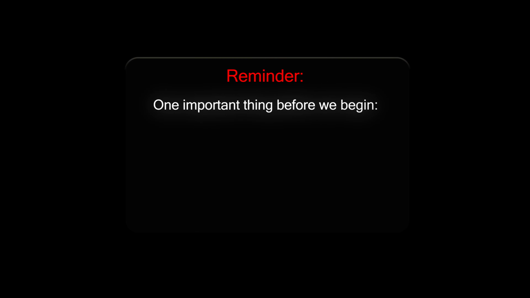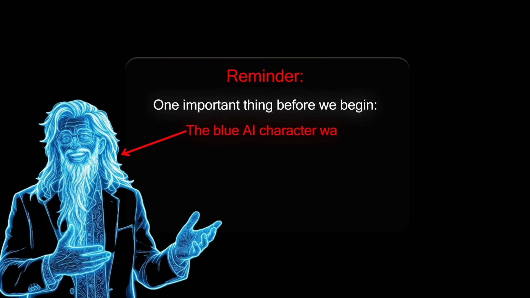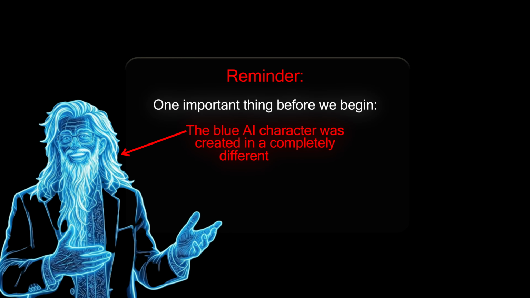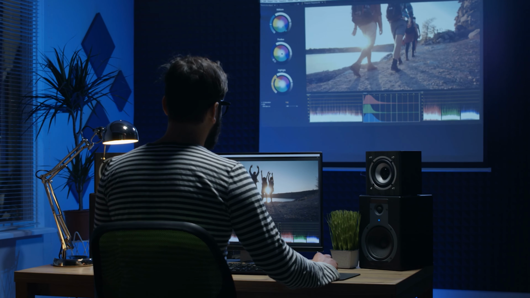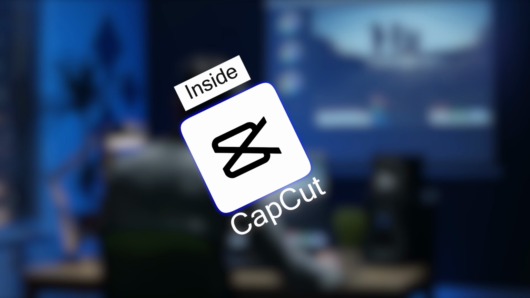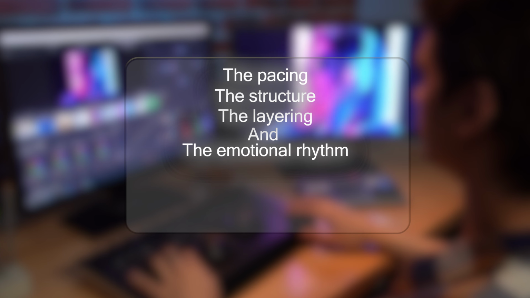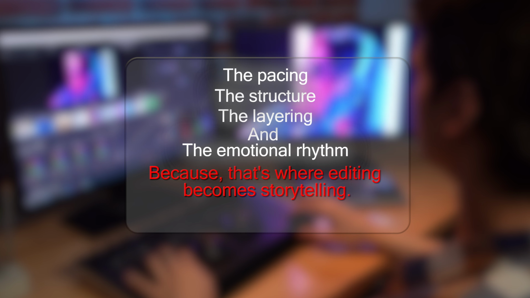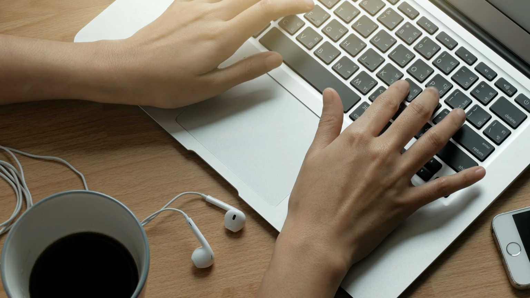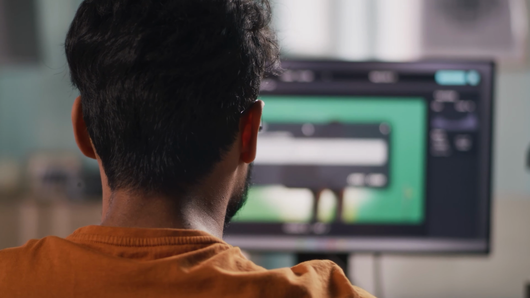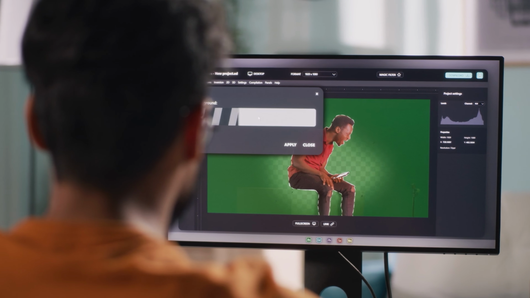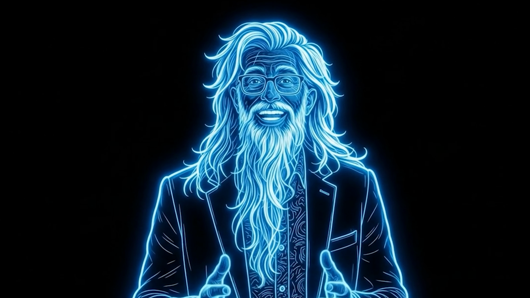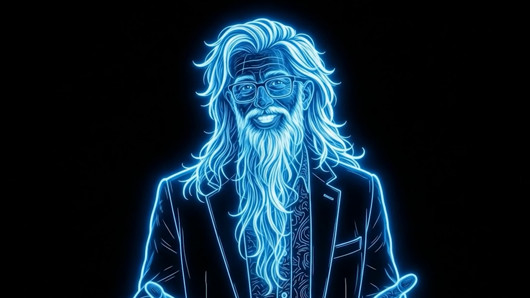One important thing before we begin, the blue AI character was created in a completely different AI tool. So in this lesson, we're mainly focusing on the editing process itself inside CapCut. The pacing, the structure, the layering, and the emotional rhythm, because that's where editing becomes storytelling. And once you understand this part, you stop randomly placing effects and you will start controlling attention intentionally. So let's begin editing our first real full project together.